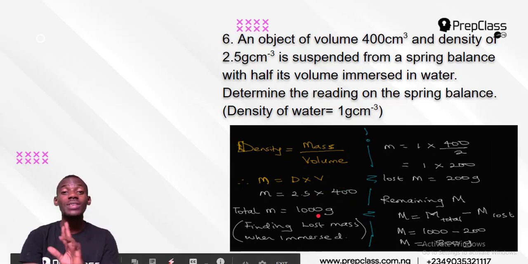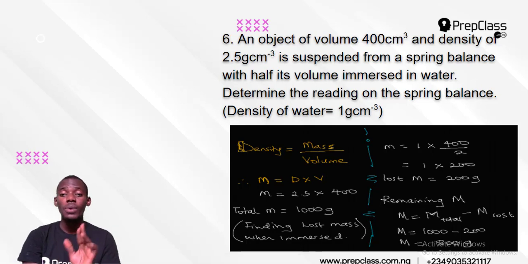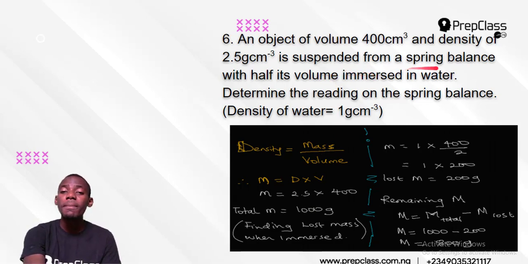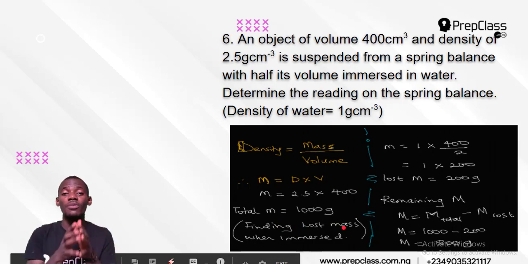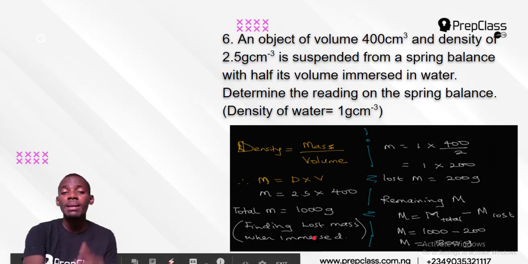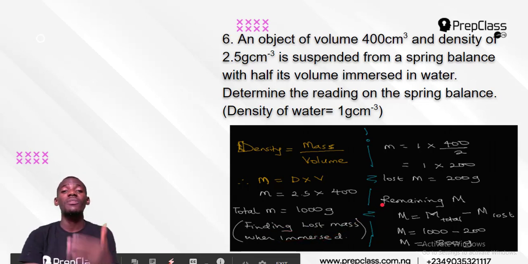That is the total mass, but that is not the mass we were looking for. Why? Because we were given another instruction. It is suspended on a spring balance with half the volume immersed. So the next thing I will be doing is finding the lost mass. The total mass of the substance is 1000 grams, but we are told half the volume is immersed. So that means some mass was lost in the process. When it was immersed in water, some of the mass was lost.